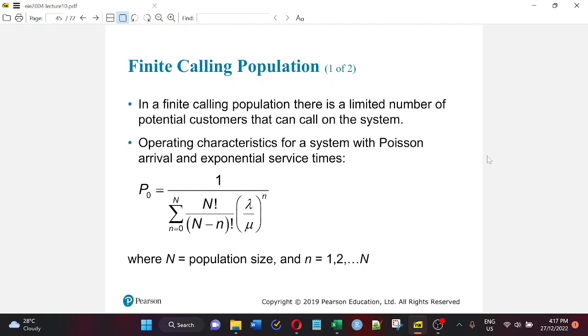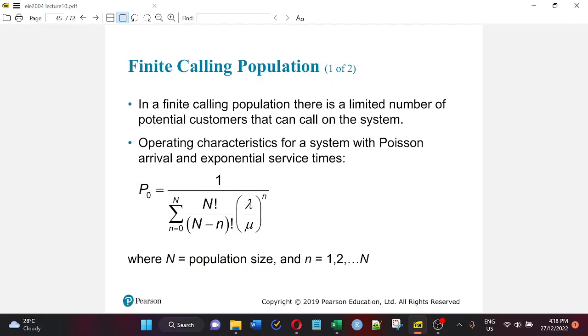The operating characteristic for a system with Poisson arrival and exponential service time is given by P naught, which is the probability that there are no customers in the system. To do this, you see that it involves factorials and some summation, so in order to compute this you have to do it one by one. Capital N is the population size. So if there are 20 students in your finite population, then N is equal to 20, and you have to run this 20 times.